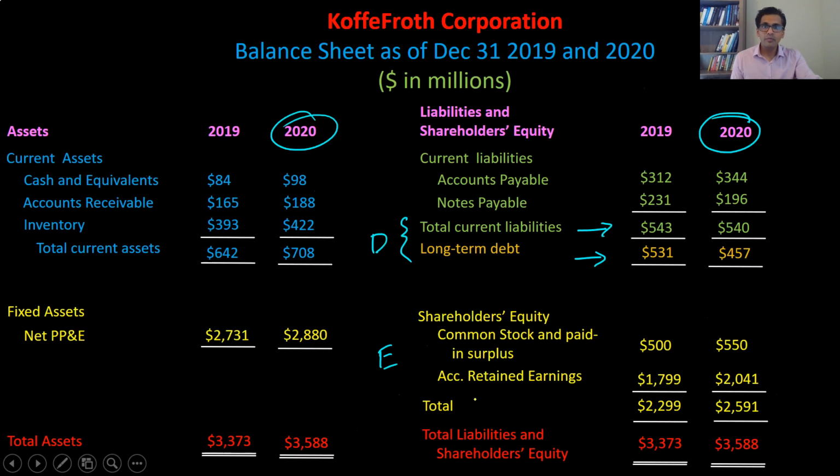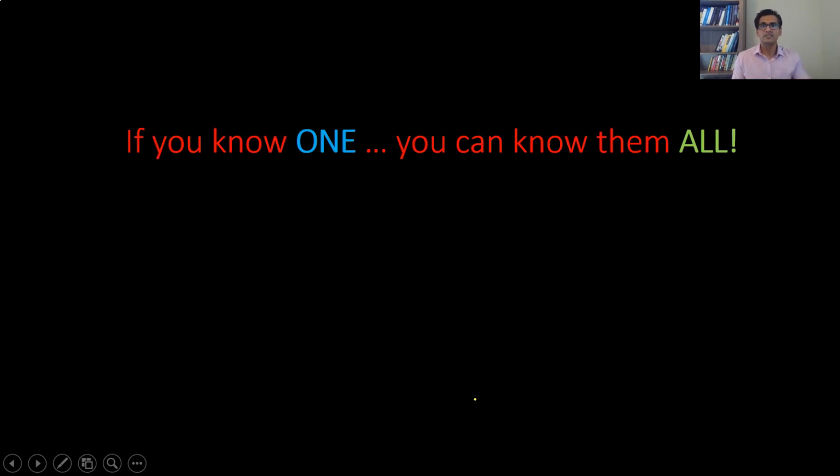Now, there are a couple of things that I want to tell you when you're calculating ratios from the balance sheet using these data. The first is this. This is very important. If you know one of these ratios, you can calculate all of them. Let me illustrate using an example.